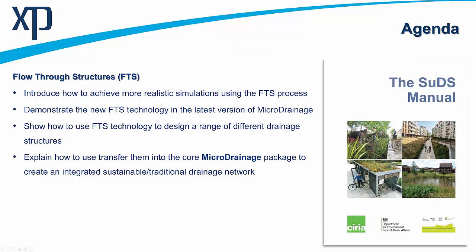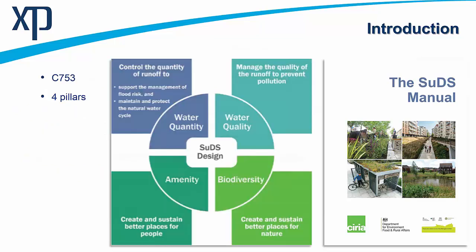The driver for this has really come out of the new SuDS manual, Series C753, so we'll take a look at some of those elements. The four key pillars, for those that weren't in the webinar last time: we're looking at water quantity, but also satisfying the need for water quality to comply with the EU Water Framework Directive, which also encourages us to provide better amenity and improve our ecosystems with improved biodiversity as well. So remember these as the four pillars: quantity, quality, amenity, and biodiversity.